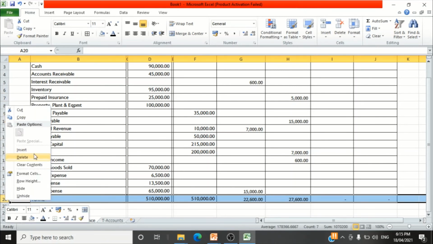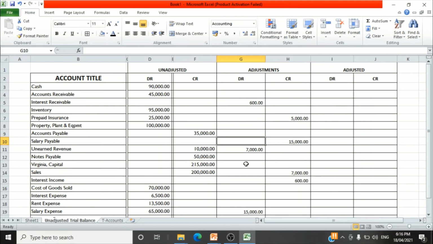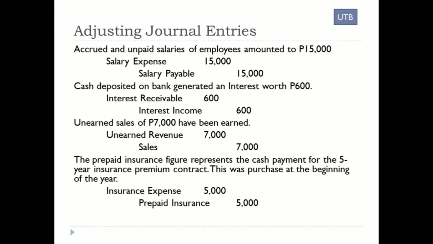Insert. Insurance expense. So that is debit 5,000 insurance expense. Okay, so let us up to 20. There. Okay, so since it has already been taken up under the adjustment, now let's move to the last adjustments. Yun na pala yung last. Alright, so we're done with our 4 adjusting entries.